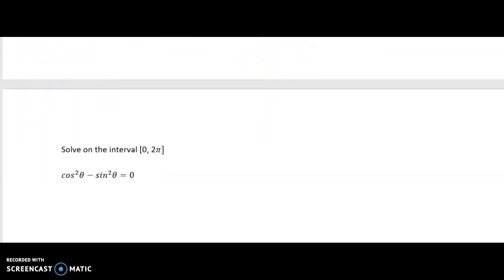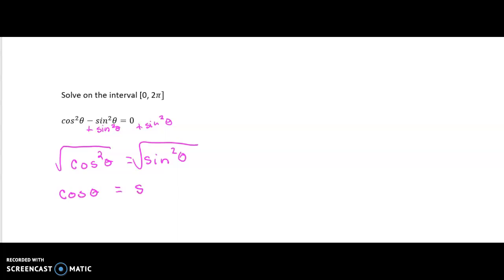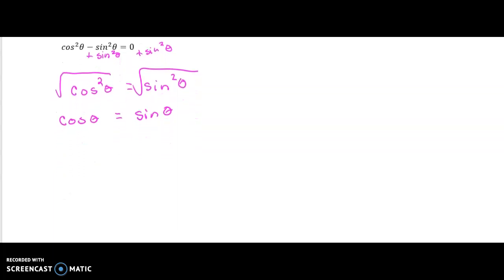All right, and the last example, I'm going to add sine squared to both sides. So now I'm trying to think of cosine squared equals sine squared. And if I were to take the square root of each side, I would have cosine theta is equal to sine of theta.